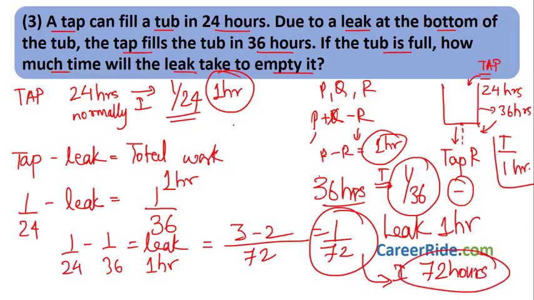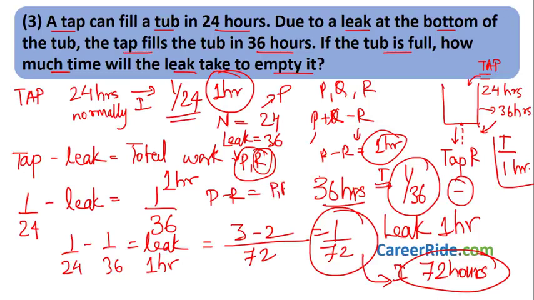You can look at it this way, that normally the tank gets filled in 24 hours, but due to the leak, that is the tap is open as well as the leak is open, it gets filled in 36 hours. So this is the work done by, let's take the example of P, Q and R. This is the work done by tap P, and the leak is nothing but tap R. So when it takes 36 hours for the tub to get filled, this is nothing but the work done by P and R together, and we have to find out how much is the work done by R. What do we do? P minus R and the work done by P and R together. So we simply subtract. This is the same thing that we did over here.